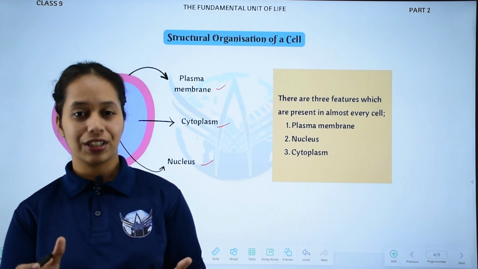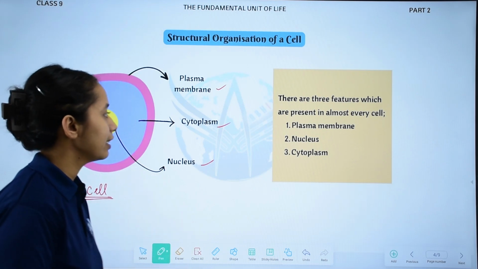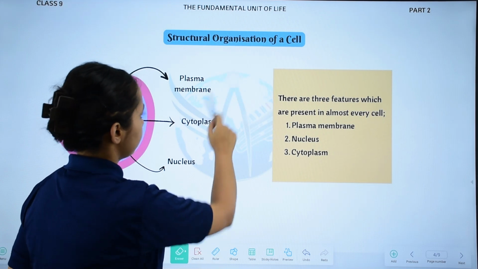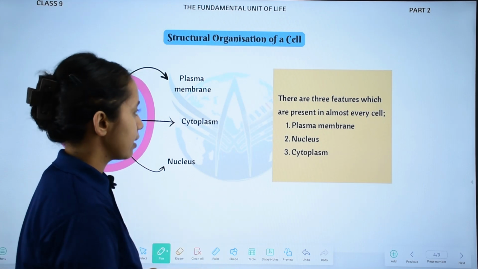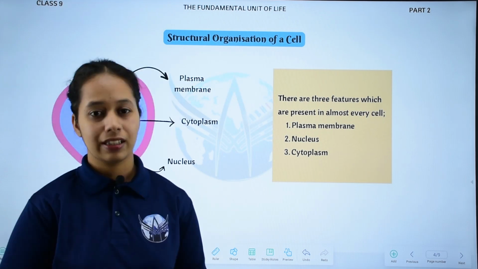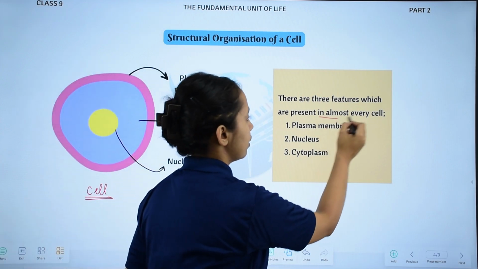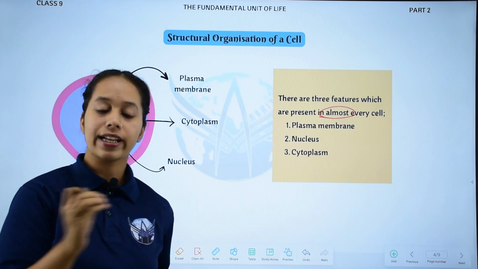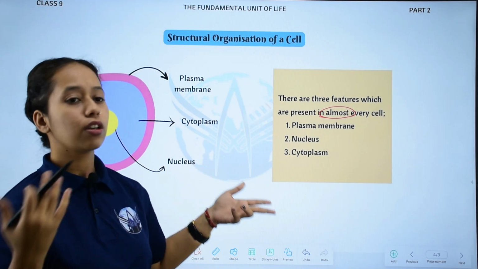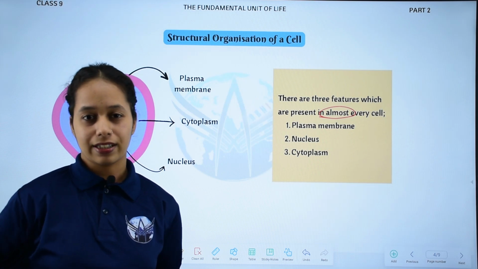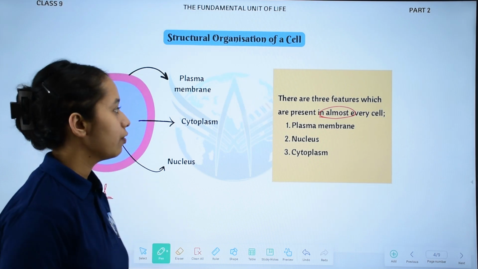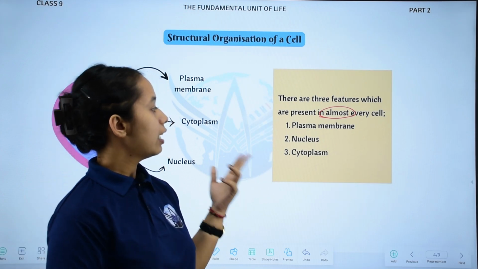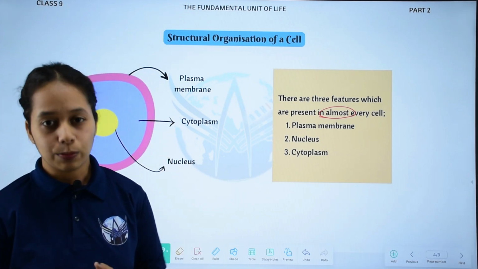So there are 3 features which are present in almost every cell. Now, focus here, almost every cell. Not all cells; there are a few exceptions where these features may not be present. But keeping the exceptions aside, in almost every cell, we will find these 3 features. What are the 3 features? Number 1, plasma membrane, number 2, nucleus, and number 3, cytoplasm.